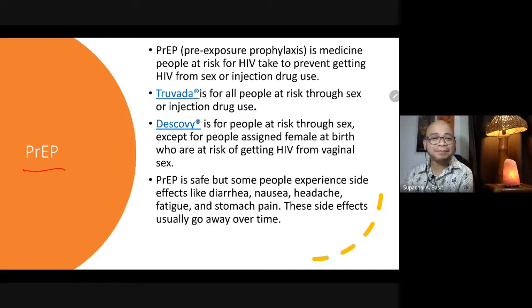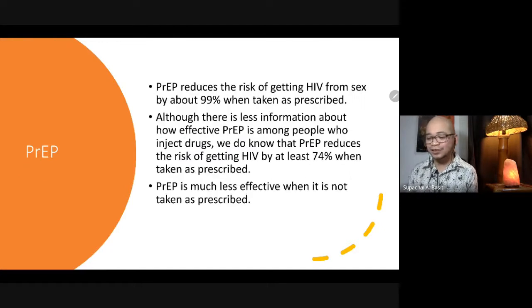So, PrEP is safe, but some people experience side effects like diarrhea, nausea, headache, fatigue, and stomach pain. These side effects usually go away over time. So, wag lang natin gawing license yung PrEP to be promiscuous for sexual intercourse. PrEP reduces the risk of getting HIV from sex by about 99% when taken as prescribed.